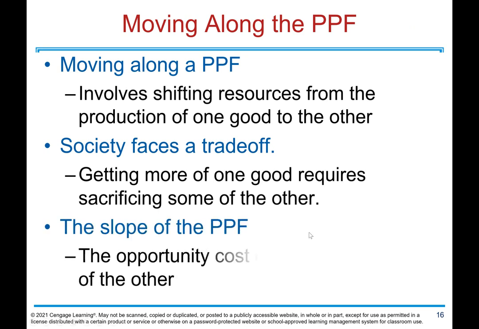Moving along the PPF involves shifting resources from the production of one good to the other. And in this case, society faces a trade-off. Getting more of one good requires sacrificing some of the other. The slope of the PPF is the opportunity cost of one item in terms of the other.